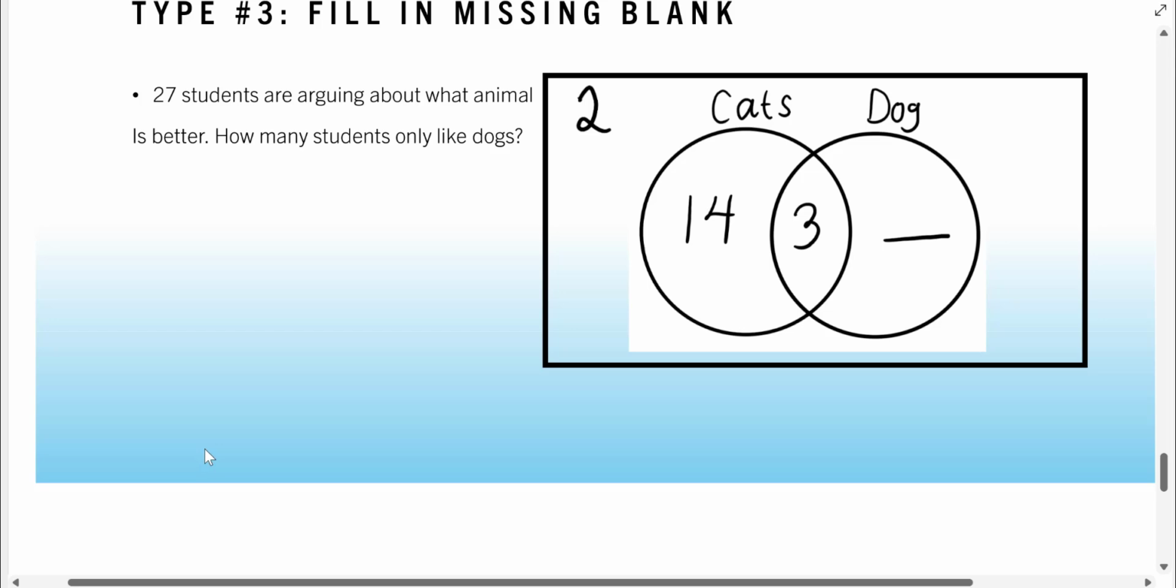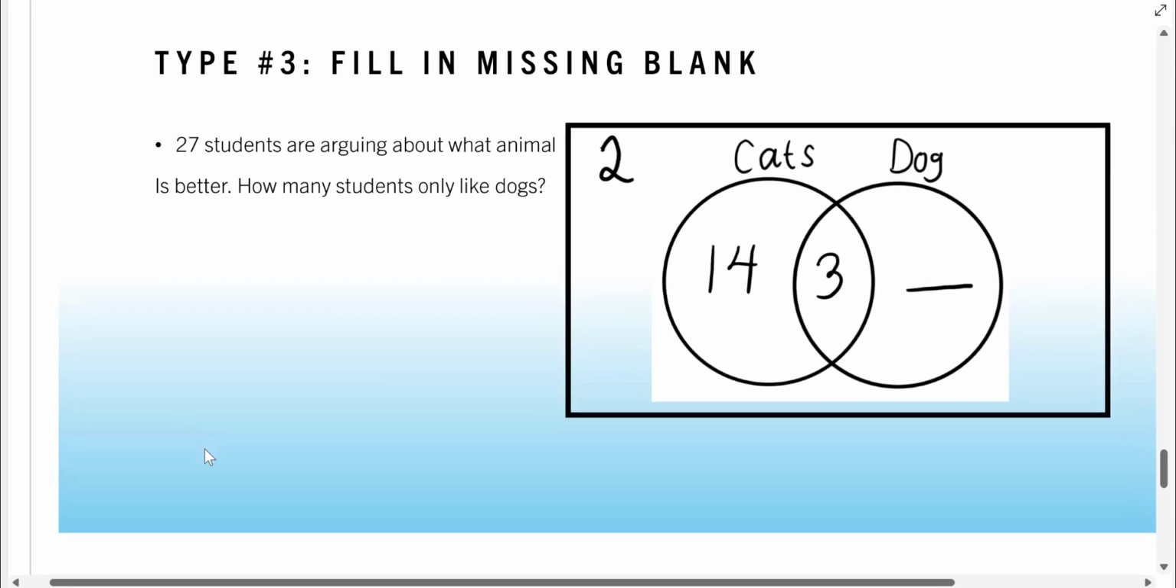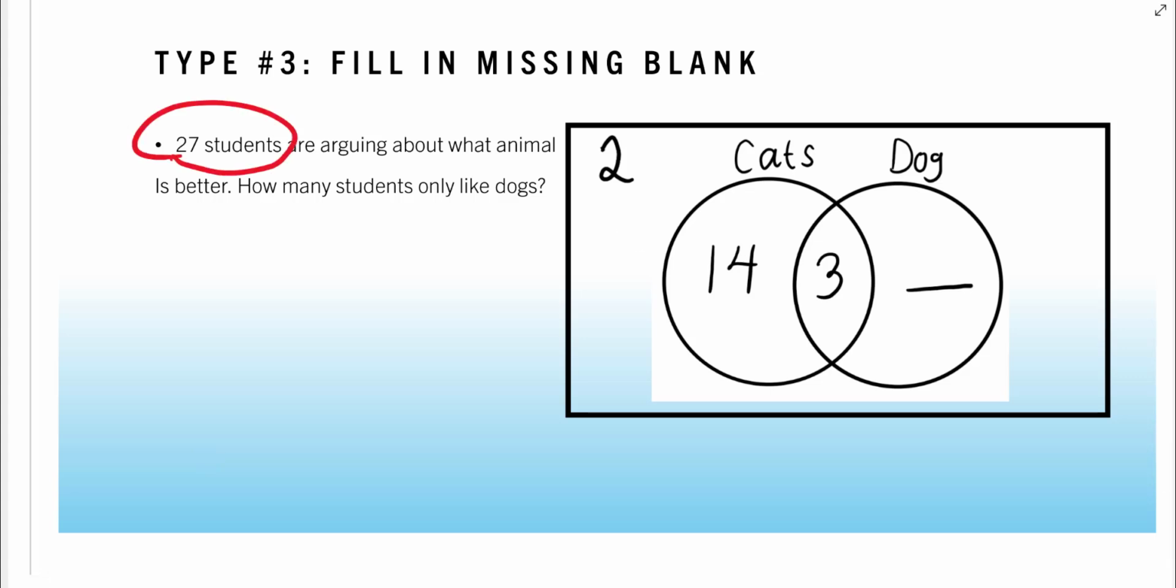Type 3 is when you need to fill in the missing blank. The important thing here is that they give you the total number of students. Aquí es la información importante porque dice cuántos estudiantes hay. Since we don't know how many people have a dog, we need to put the variable x, and we can create an equation to help us work faster. Cuando no sabemos el número de una sección, necesitamos escribir una letra. Representa el valor que queremos resolver.